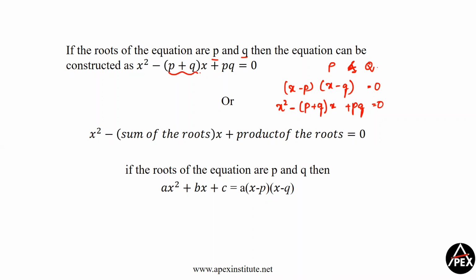Now what is this p plus q? Considering p and q as the roots of that equation, p plus q is nothing but the sum of the roots, and pq is nothing but the product of the roots. So given the sum of the roots and product of the roots, we can frame the quadratic equation: the quadratic equation whose roots are p and q will be x square minus sum of the roots into x plus product of the roots is equal to 0. Clear, guys?